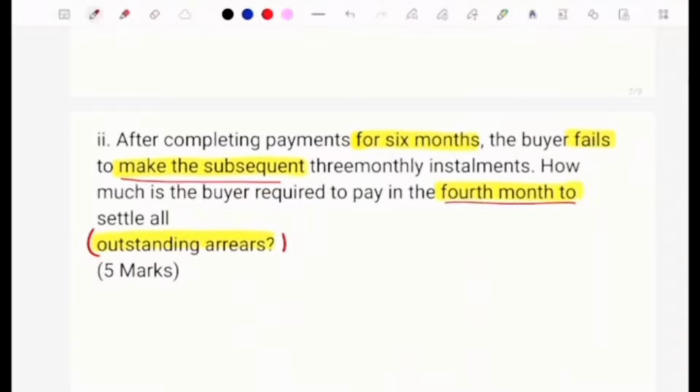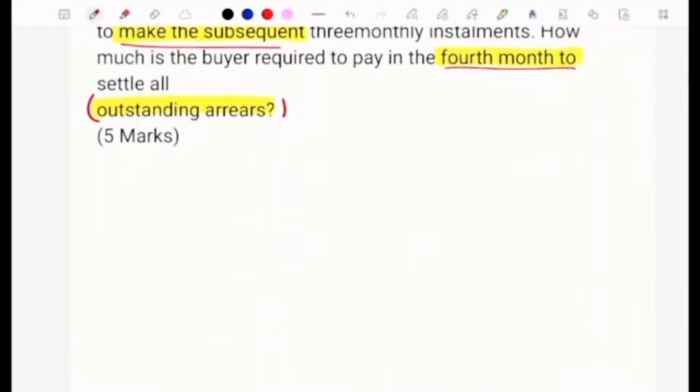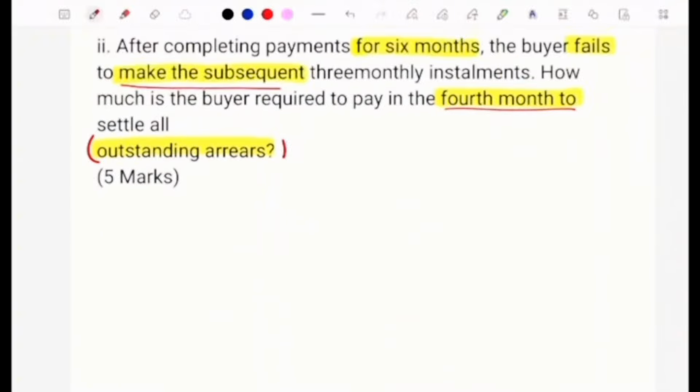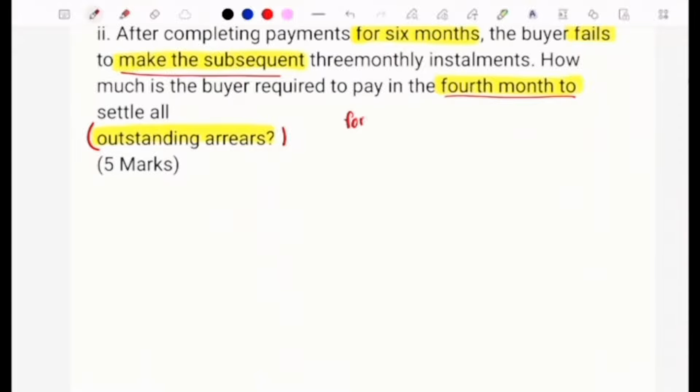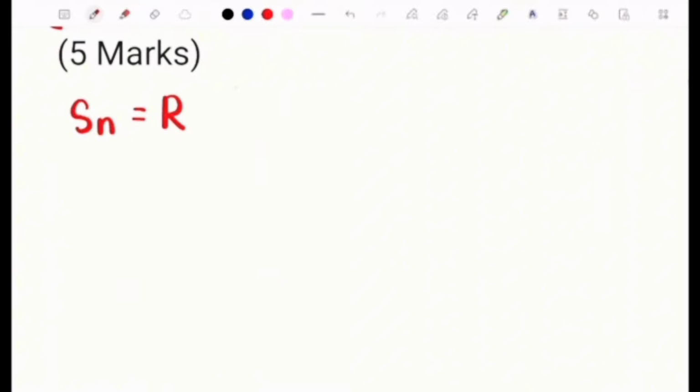312 months. After completing payments for 6 months, the buyer fails to make the subsequent 3 monthly installments. How much is the buyer required to pay in the 4th month to settle all outstanding arrears? Use formula S for this question.